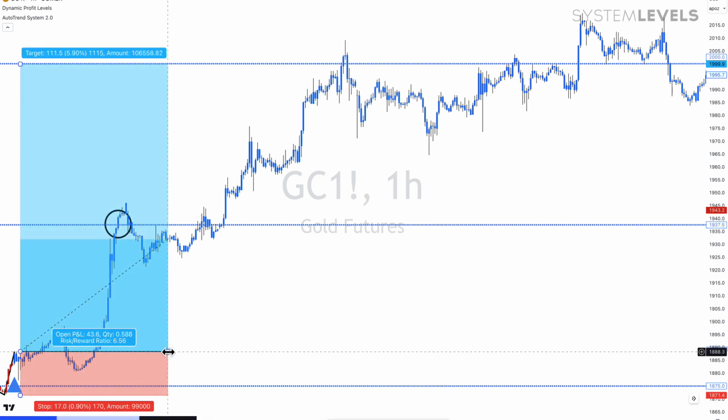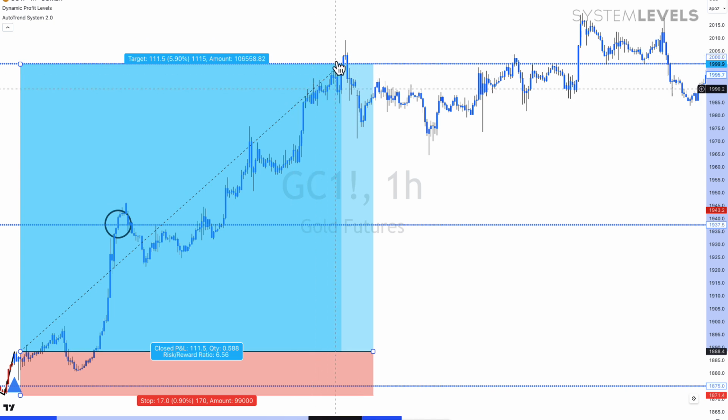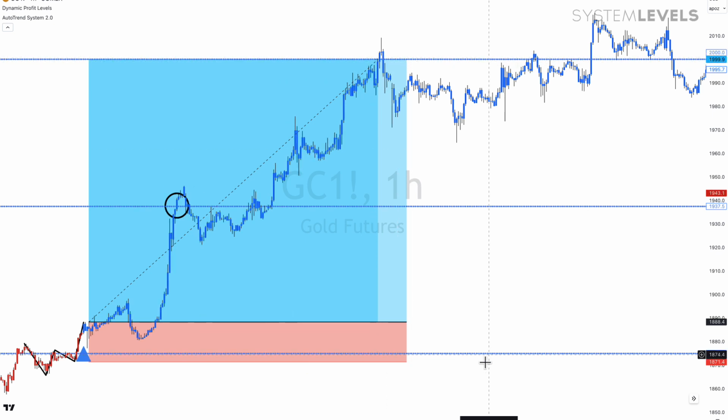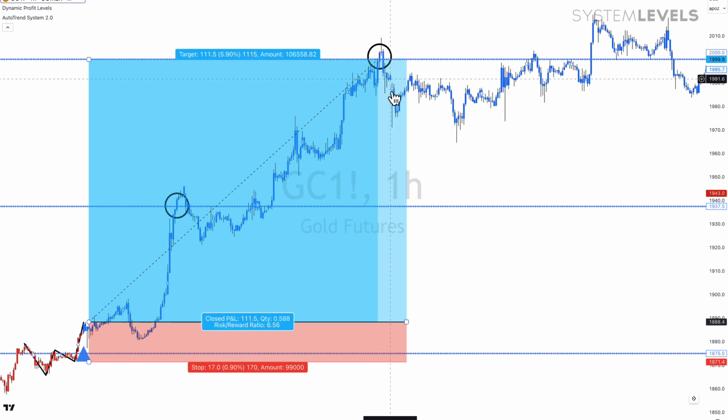The next blue dashed line, or blue dotted line, that price will have to encounter on its way up, right? And this happens right here. You can see how price moved up, hit the dynamic profit level, and then retraced. And it did that on several occasions.